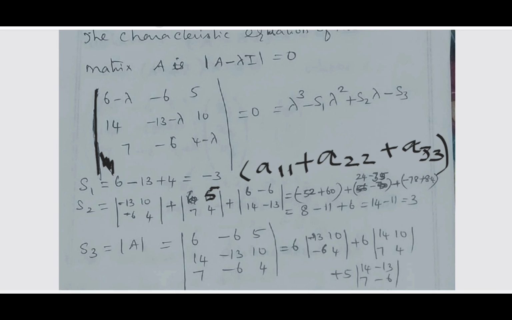So it is minus 13 into 4, then minus of minus 6 into 10, so it is 60 minus 52, which I have written as 8. Next one, 6 into 4 is 24, then 7 into 5 is 35, so 24 minus 35 gives minus 11. The next one is 6 into minus 13, which is minus 78, then minus of minus 14 into 6, which is 84, giving 6. So minus 11, 8 plus 6 is 14, and 14 minus 11 is equal to 3.